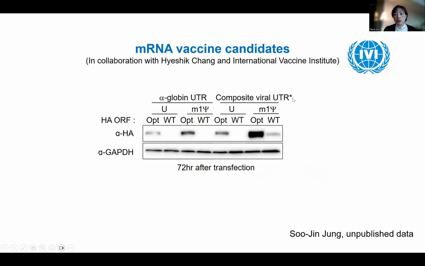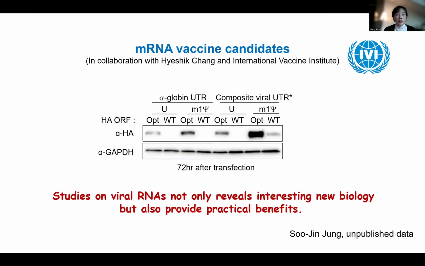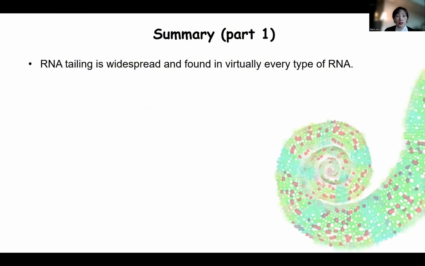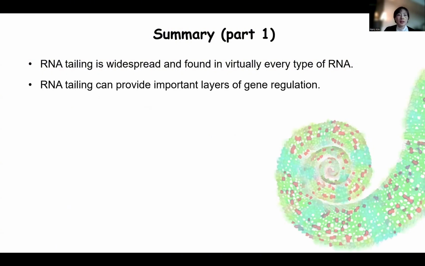But if we have a composite viral UTR, we could drastically increase protein production, indicating that studies on viral RNAs not only reveal interesting new biology, but also provide practical benefits. So from this study, we learned that viral RNA tailing is widespread and can provide important layers of gene regulation.